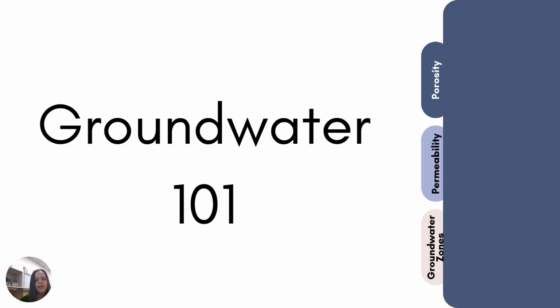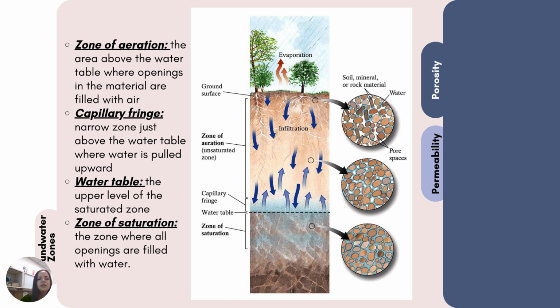All right, so let's look at the groundwater zones. So when we look at groundwater zones, it starts at the surface. So as water is infiltrating, that first zone that it falls in is called the zone of aeration. This is an area where there are open spaces where that open space can be filled with water or it can be filled with air. Okay, so it's a little bit of both. And water starts to move down via gravity towards the groundwater.